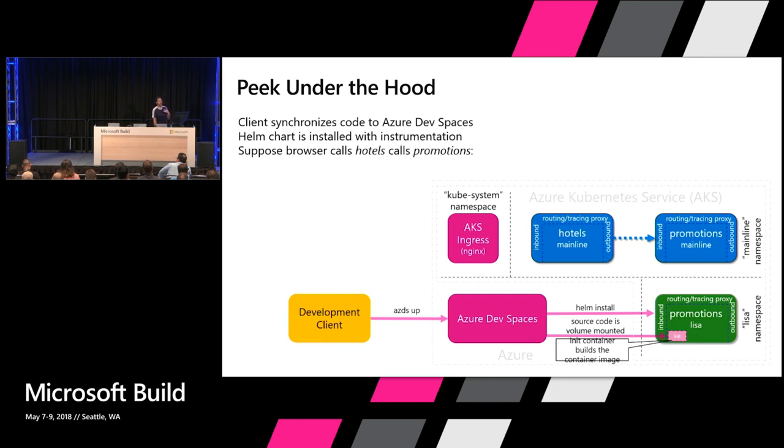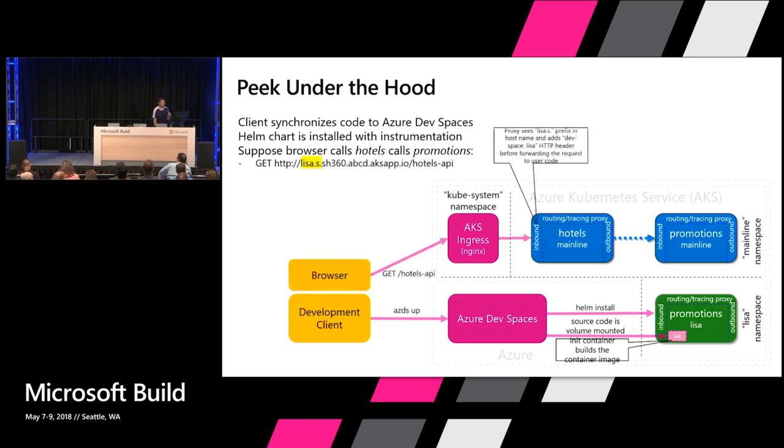Now suppose you go to the browser and make a call to hotels. Lisa was showing that she was prefixing the URL with her space name, lisa.s, which when it goes into the AKS ingress hits a rule we place there that looks for the presence of any space prefix, and turns that into adding some HTTP headers, so that they now flow through the requests.